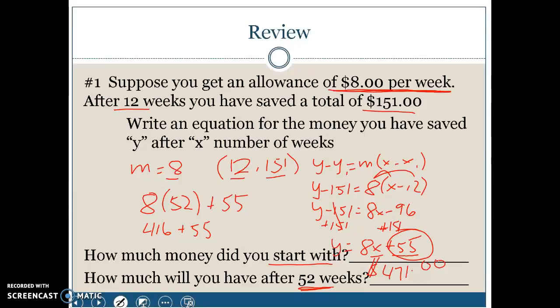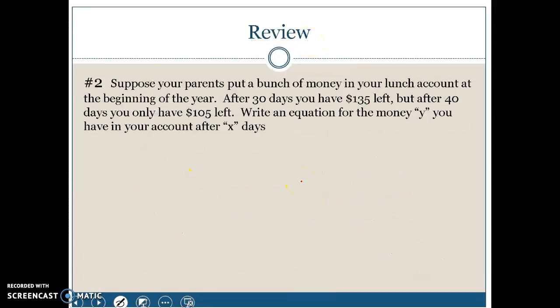So this is an example. It's review. It's an example of when we have a slope and a point. Let's take a look at this second situation. Again, it's review, but they're not going to give us a slope and a point this time.